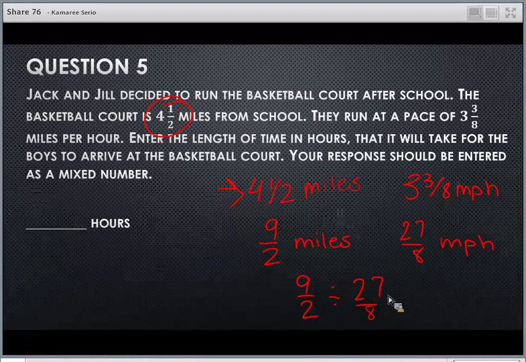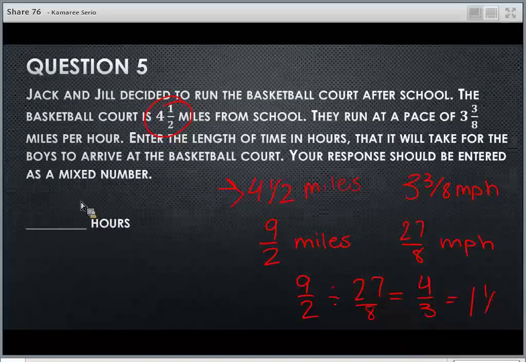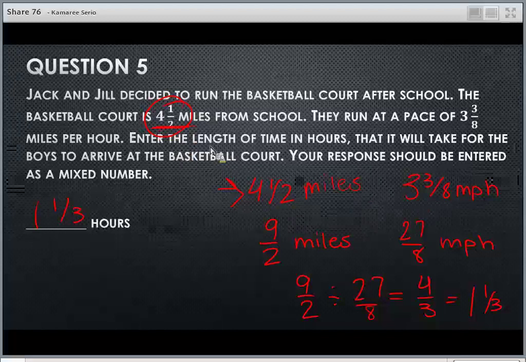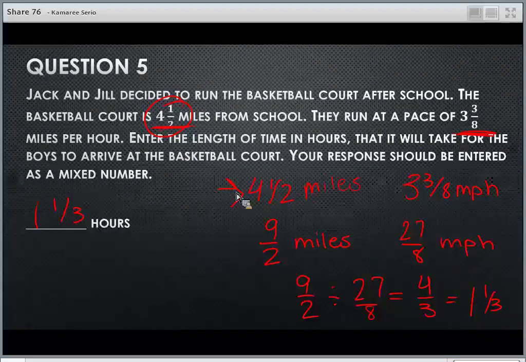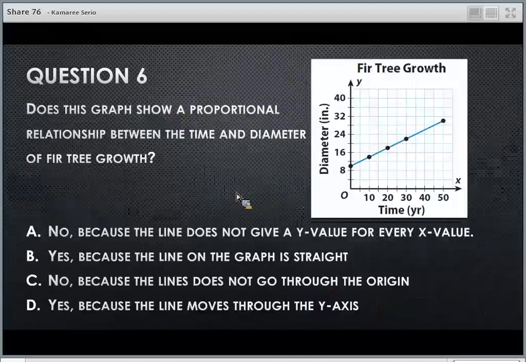Right? So that means that this is equal to 4 over 3, which is 1 1/3. This is 1 1/3 hours. So remember, whenever you see this problem, take your first fraction you see and divide it by the second. Okay.